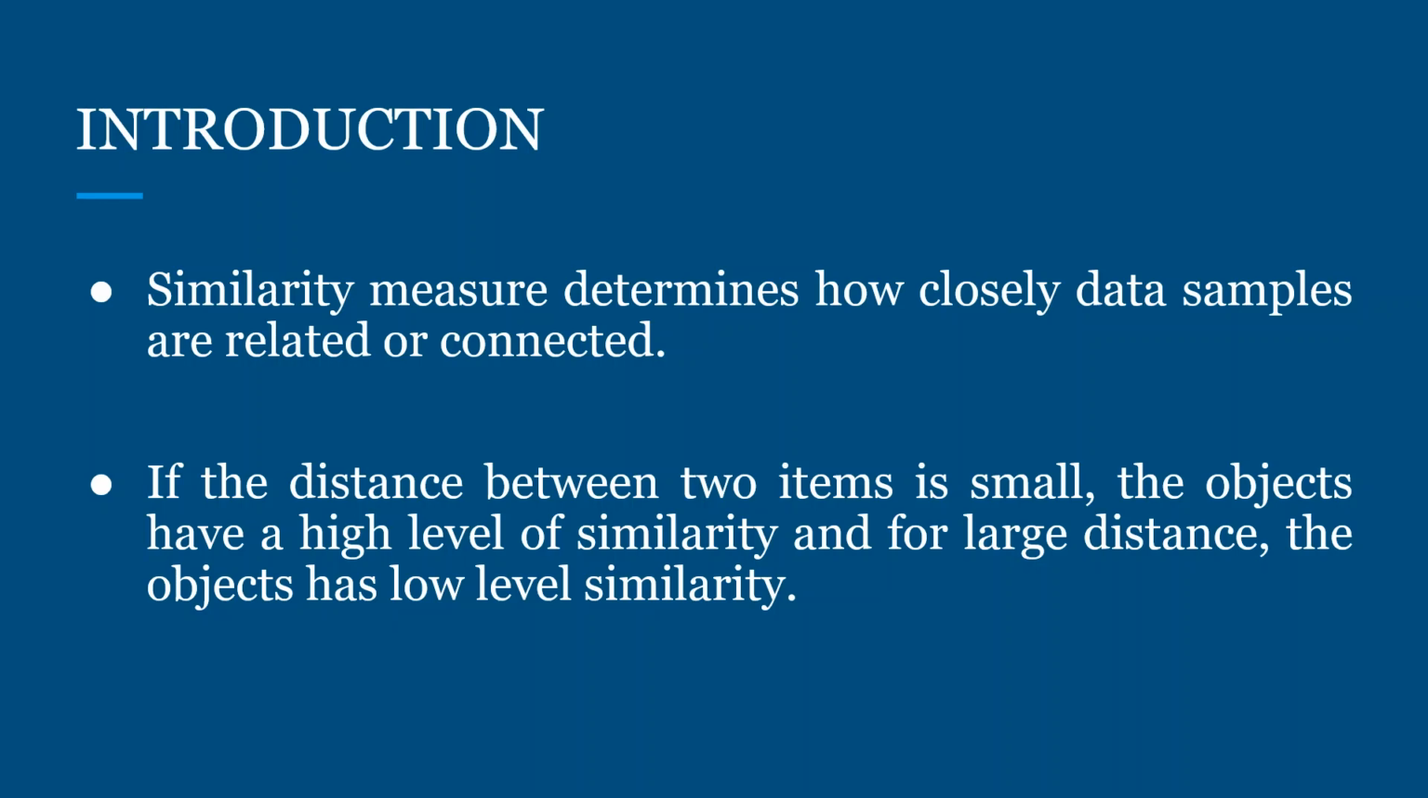And if the distance between two given data samples or objects is high, that is, they have a huge distance between them, then they have a lower level of similarity. So that is what we see here. Two items that have a smaller distance will have a higher level of similarity, and for a larger distance, we have a lower level of similarity.